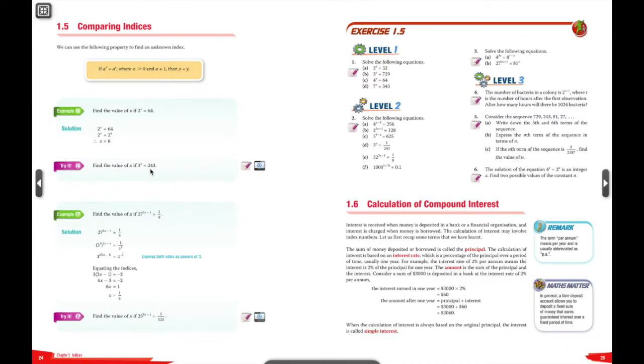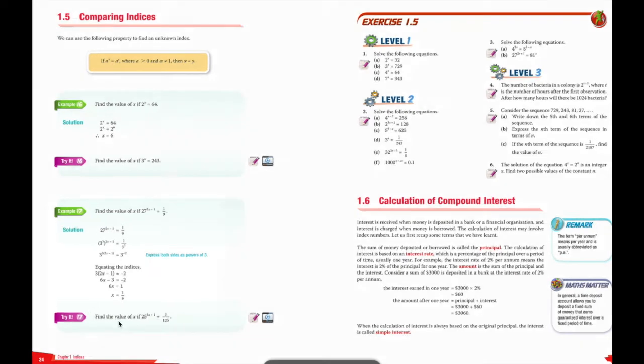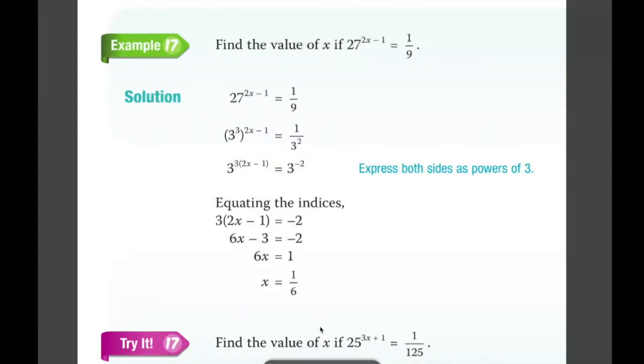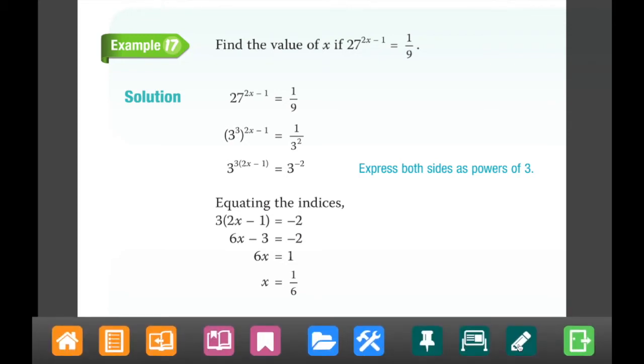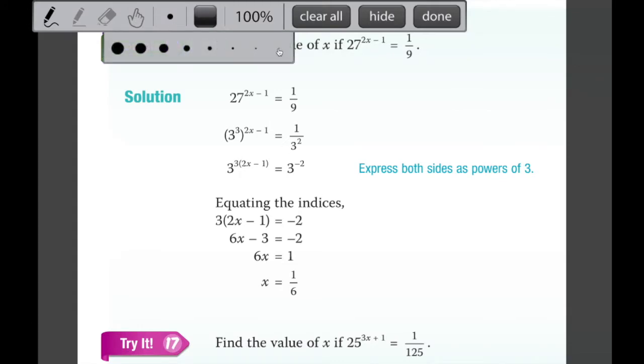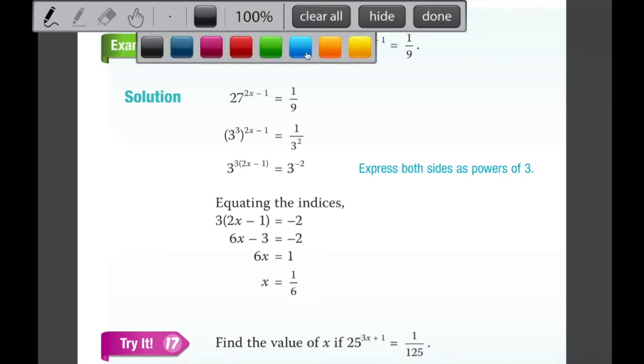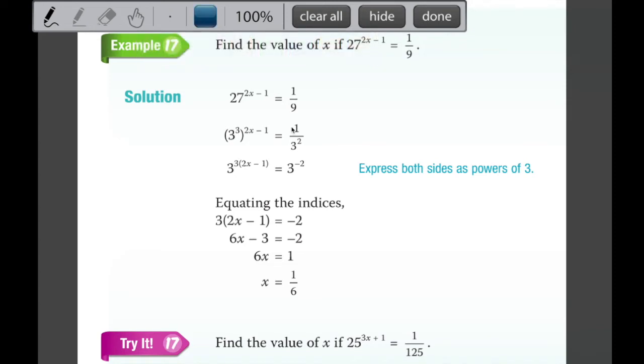So let's move on to try 17. Try 16 is pretty easy. Try 17, you're supposed to find the value of x if 25 to the power of 3x plus 1 is equal to 1 over 125. So the idea here is that you must first convert the base such that the base has to be the same first, and has to be a positive value. So over here, when you have 25 to the power of 3x plus 1 equals to, now 1 over 125 is actually just 125 to the power of negative 1.